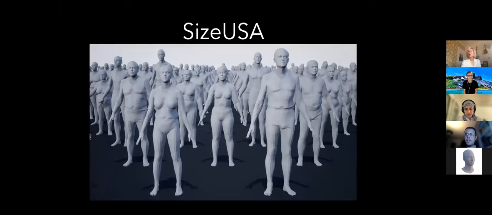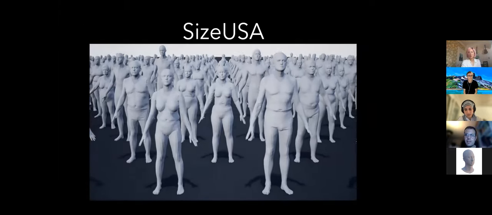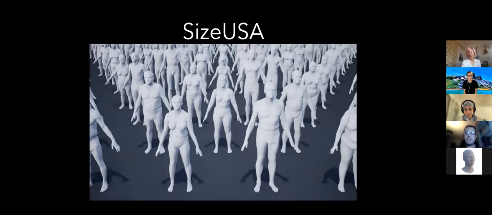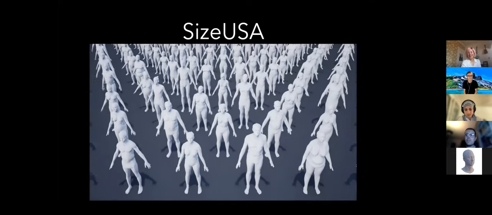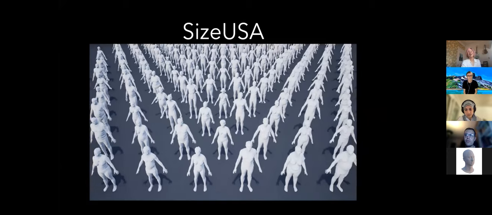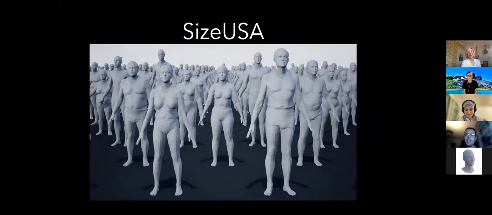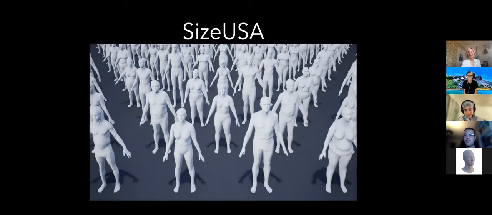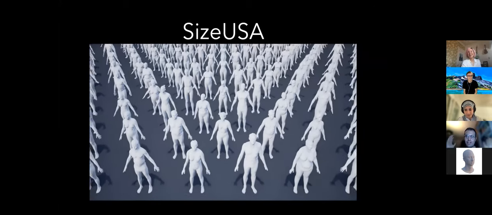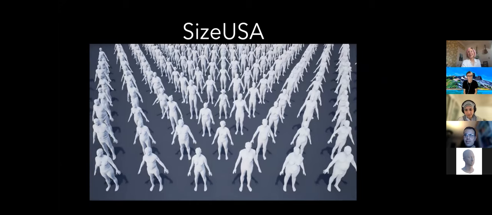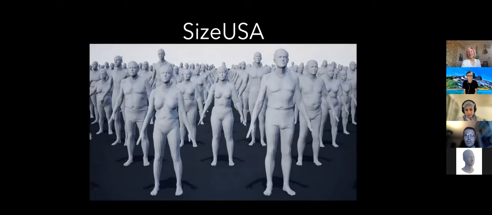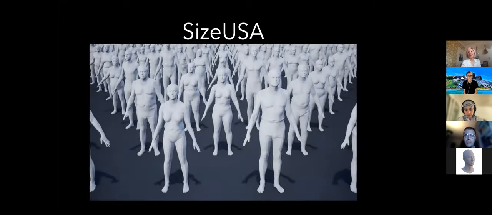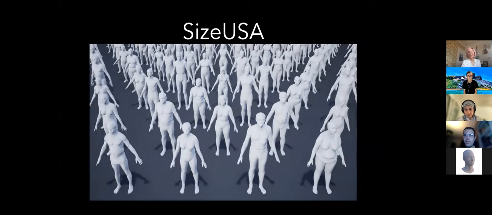And additionally here, the Caesar dataset is quite limited. It doesn't have a lot of high BMI subjects. So Michael just walked into my office one day and told me, hey, here are 10,000 more subjects. Give me the world's best model. So thanks, Michael. So now we have the Size USA dataset, which has 10,000 subjects, high BMI, low BMI. It has a lot more shape variability.